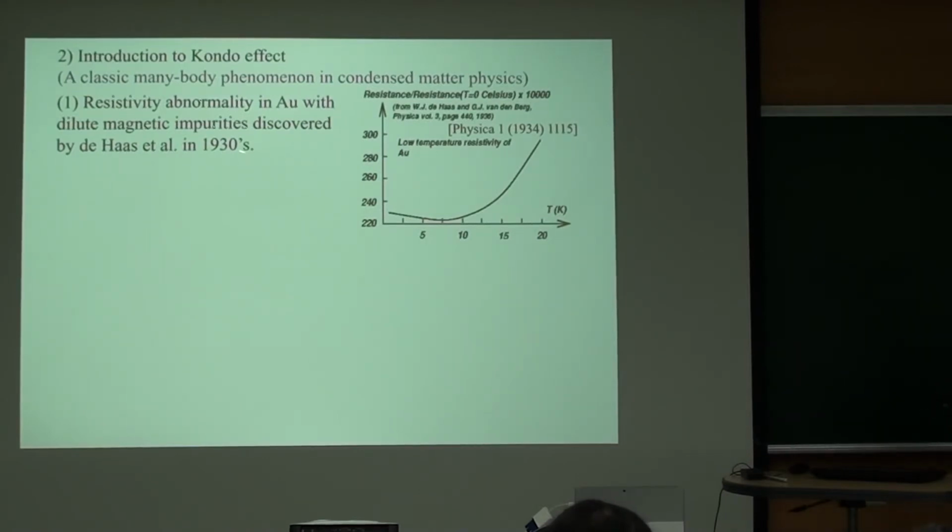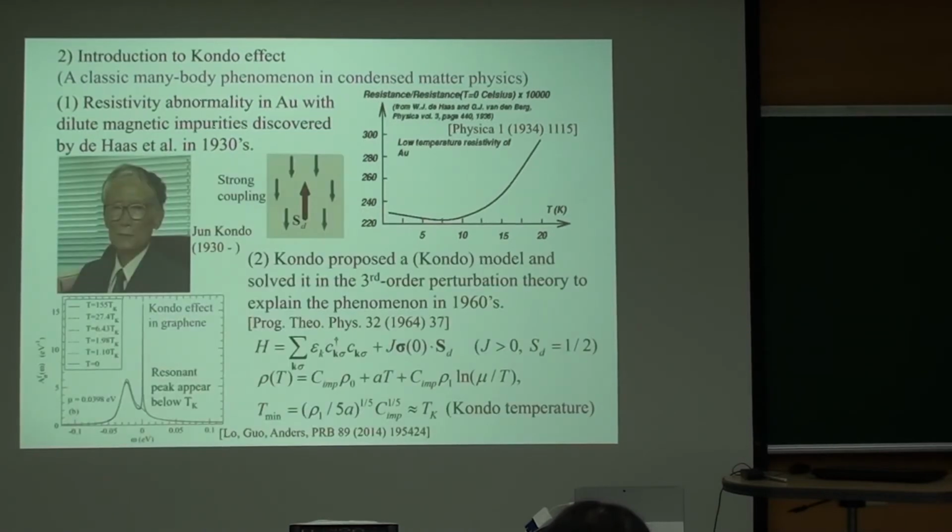Basically, in the 1930s, a Dutch physicist, de Haas, found that in some metals doped with magnetic impurities, normally when we measure resistivity as a function of temperature, if you cool a sample down, the resistivity goes down more or less linearly. But for a dilute magnetic impurity metal, you will find that at a certain low temperature the resistivity does not become flat, but goes up again. This was a puzzle for a couple of decades. Then Japanese physicist Jun Kondo came in and studied this using what is nowadays known as the Kondo model.